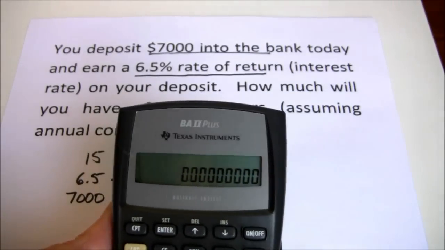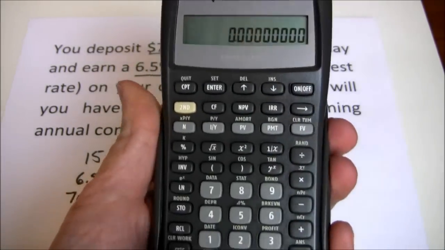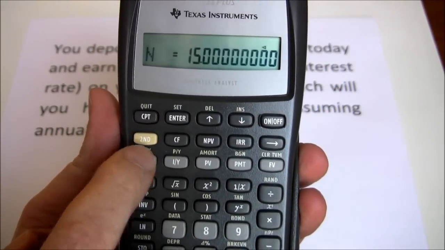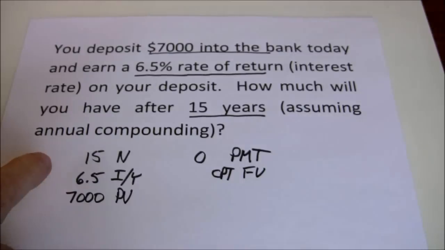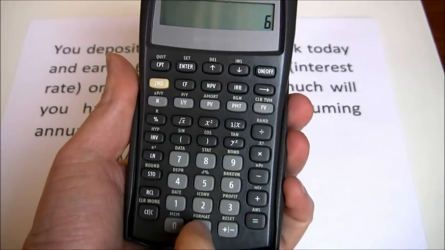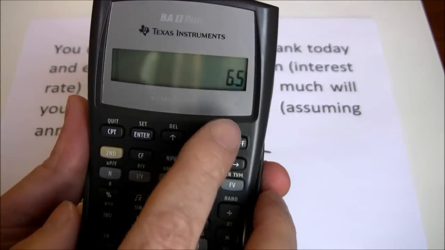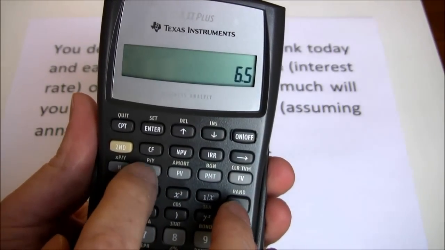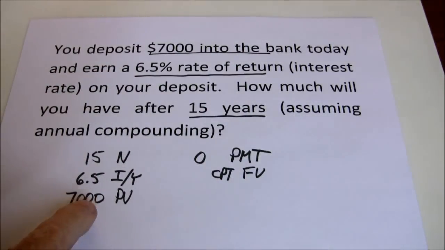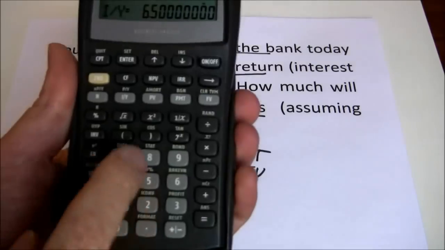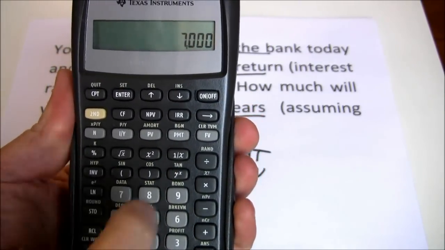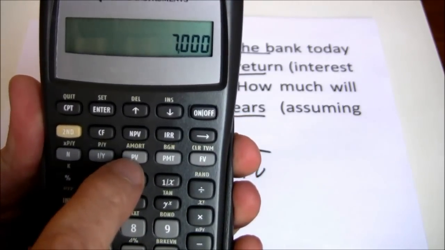We want to start with our 15 N. So we just put in 15, press the N button. Then we want to go to our 6.5% interest rate. So enter 6.5. See that on the screen there. Press the I/Y. And now that's entered as our interest rate. 7,000 is our present value. So let's go ahead and get that into the calculator. 7,000. Press the PV button.